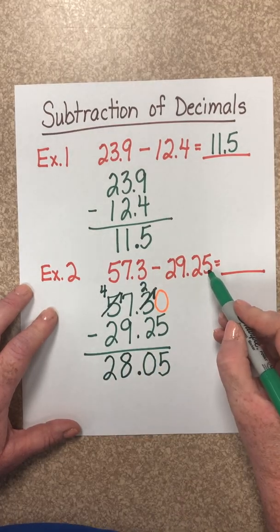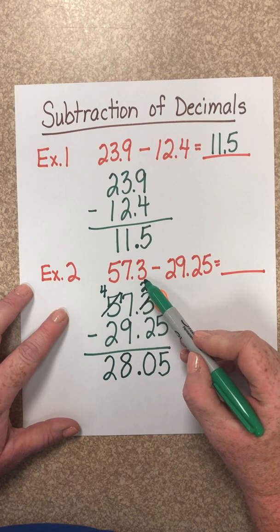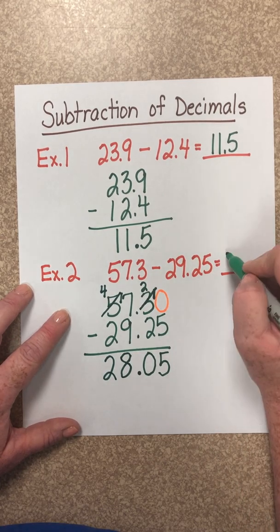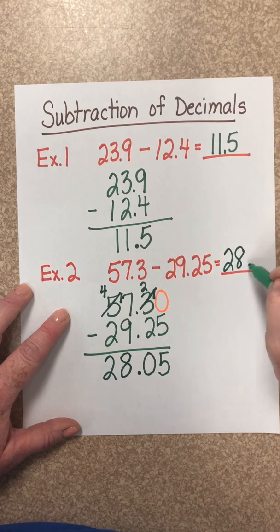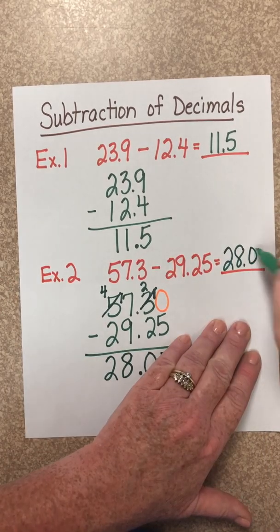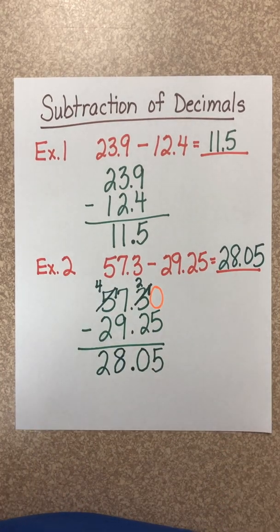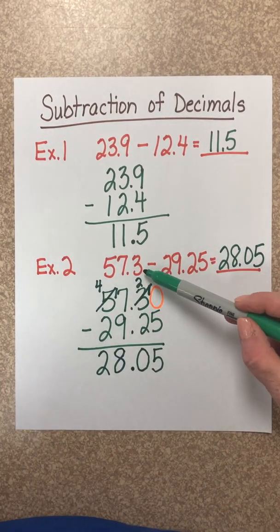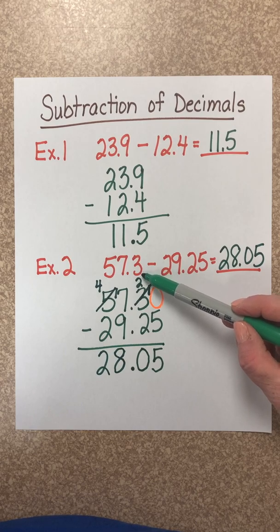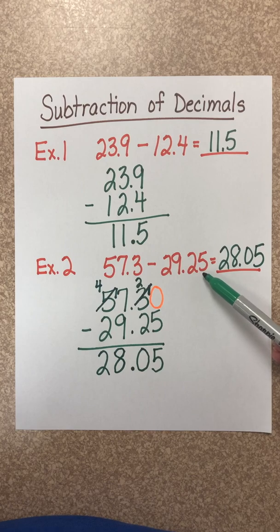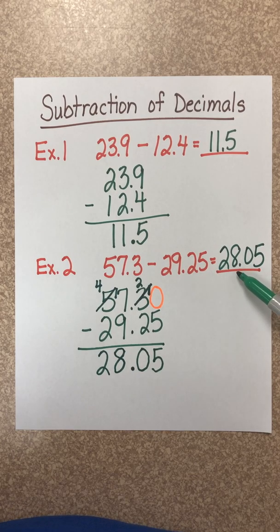Now let's go back to the problem. 57.3 minus 29.25 is 28.05. Now let's go back and say this correctly. 57 3/10 minus 29 25/100 is 28 5/100.